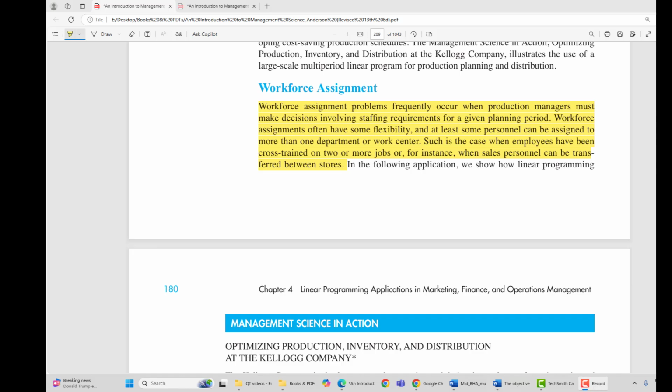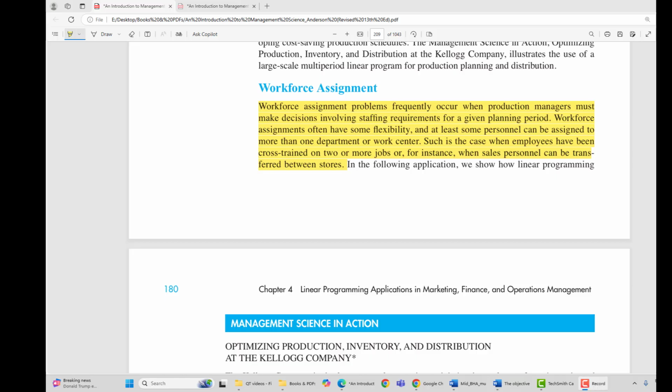Hello students, we are now looking into another application of LPP in operations domain. It is called workforce assignment. If you can read this, it is a frequent problem in front of production managers in making decisions involving staff requirements for a given planning period.